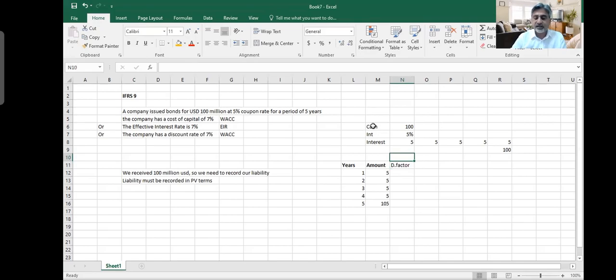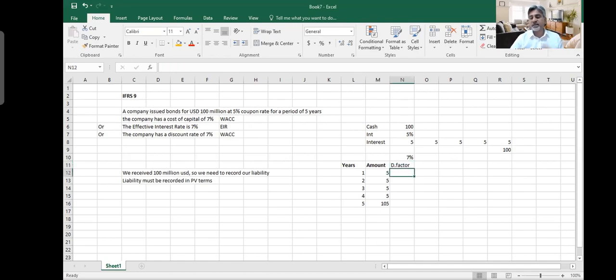And which rate should I be using? Like I said, 7%. 5%, there is no role. 5% you only use to calculate your interest payment, how much cash you have to pay, 5 million. All of the discounting and compounding will be done on your effective interest rate or discount rate or cost of capital, whatever language they use. All these things are the same.